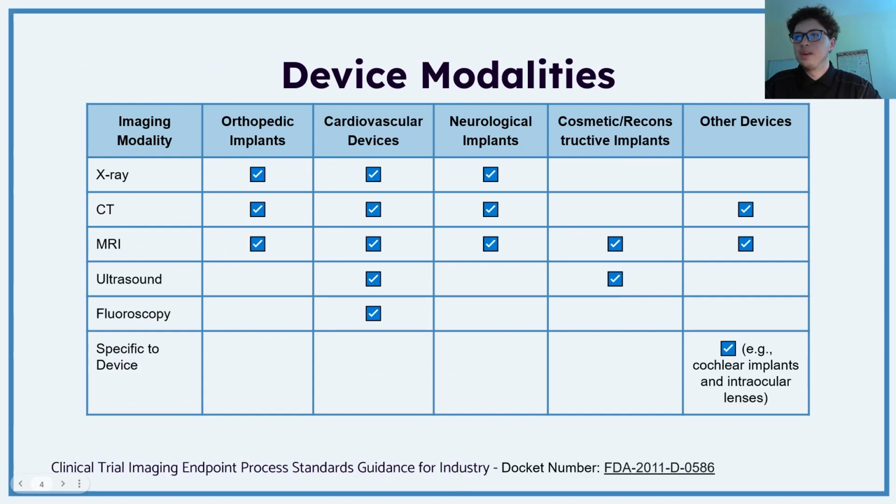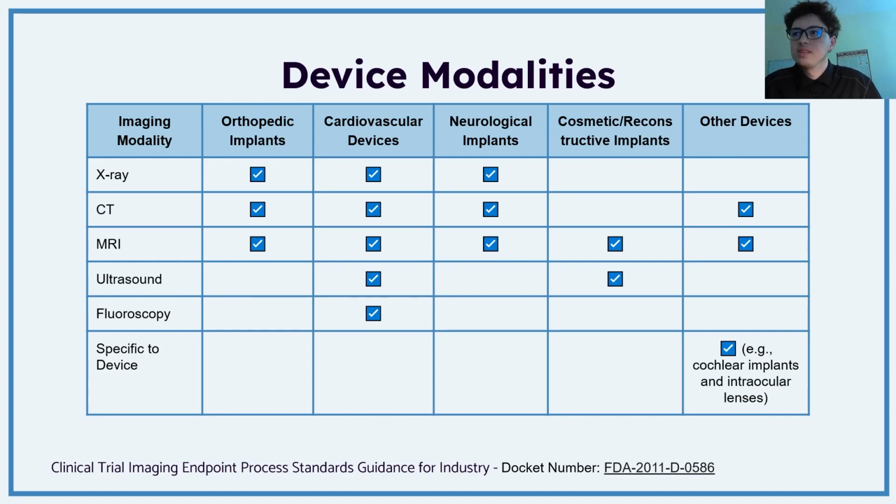So let me summarize it into a little table. For orthopedic implants, we're mainly going to focus on X-rays and CT, but MRI is applicable. For 3D cases, that's going to be our CT scans. For X-rays, it's going to be just the bone-implant interface. And then for any soft tissue assessment that needs to be done, MRI is going to be used.